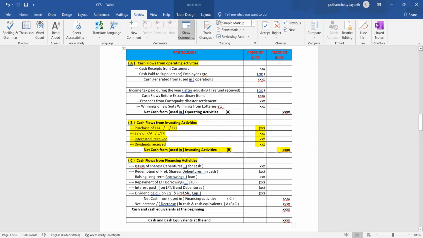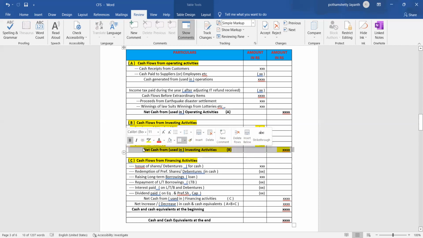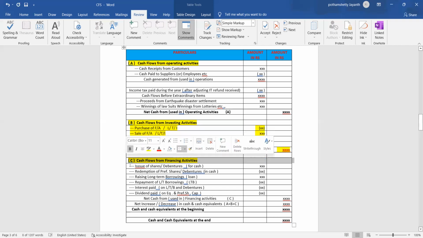If it goes minus, it means your purchase value is more than the inflows, so we will term it as net cash used in investing activity. What will you call it? Net cash used. Okay, it has come now, right? When do we say net cash used? If it is in minus, we should say used. Okay?